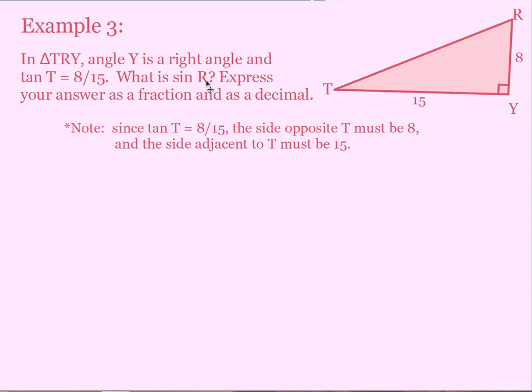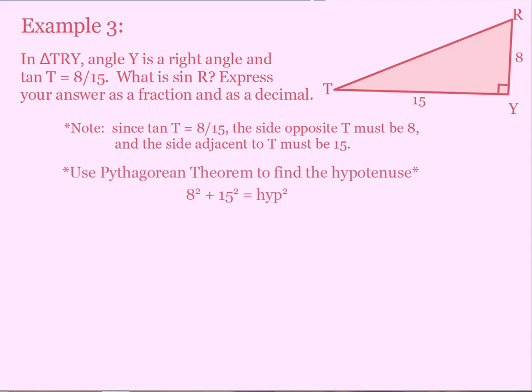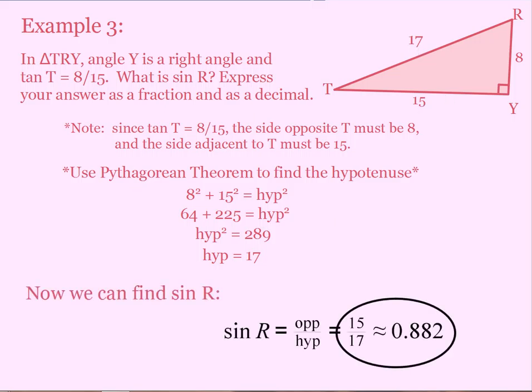What it wants is the sine of R. So now we're going to switch over to its complementary angle. Sine, of course, is opposite over hypotenuse. I don't have all the information I need. So remember, when we know two sides and need to know a third, that's when Pythagorean theorem comes into play. When I use Pythagorean theorem, I find that my hypotenuse is 17. Now I can find the sine of R. Sine of R, opposite over hypotenuse, is going to be 15 over 17, which is about 0.882.